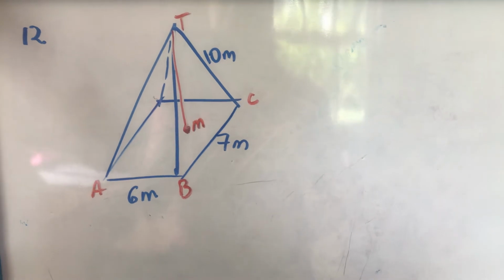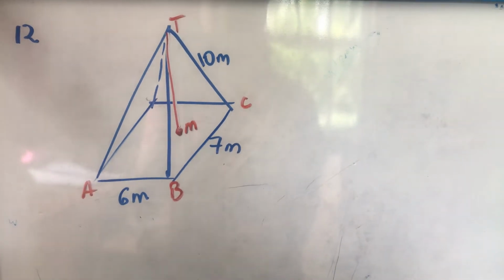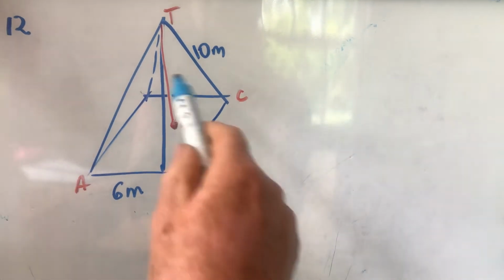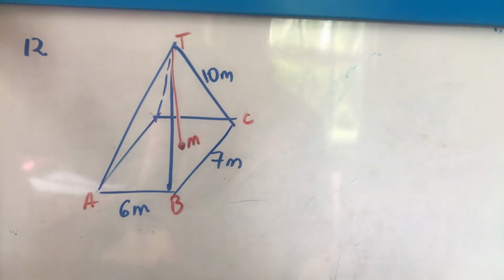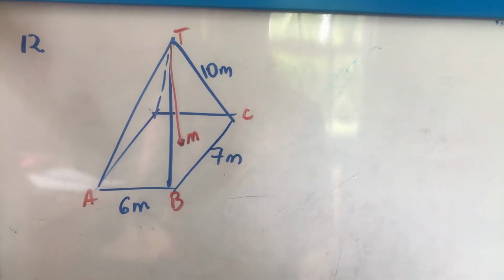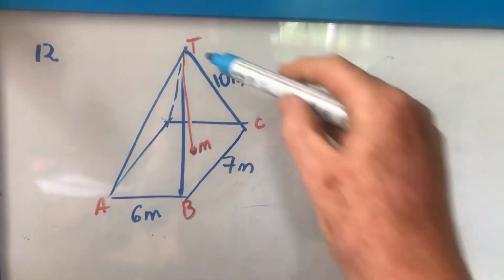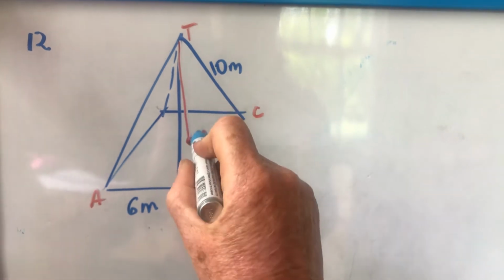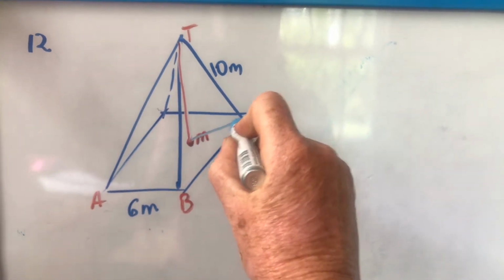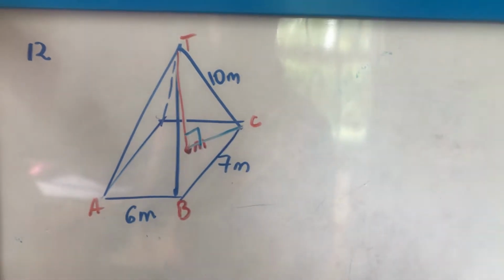So M is in the middle of the rectangle on the bottom here, so it's halfway between A and C. It's in the middle of A and C. So I've got to figure out, if I want to find the height of this pyramid, I need to have that line in my last bit of question. So that one and there will make me a right-angled triangle.